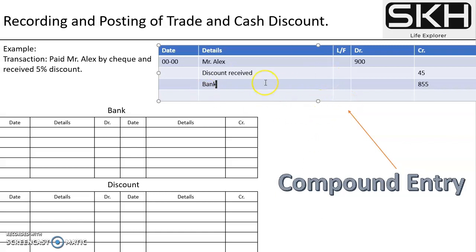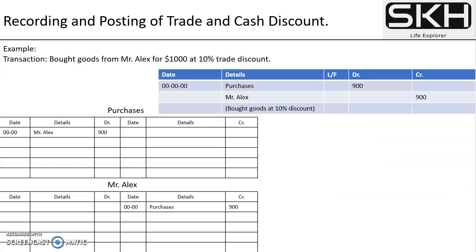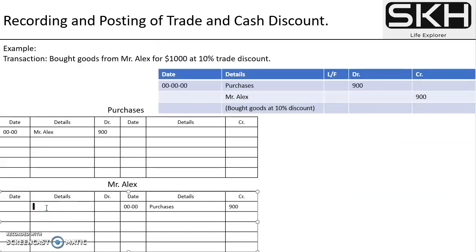So you can see here I have done this in the journal. So let's do it in our ledger. First of all, Mr. Alex is debit by 900, and there are two reasons for it. The first reason is discount received and the second reason is bank. So I'll go to Mr. Alex's account. I will put Mr. Alex is debit because bank has contributed 855 and the 45 is contributed for discount.